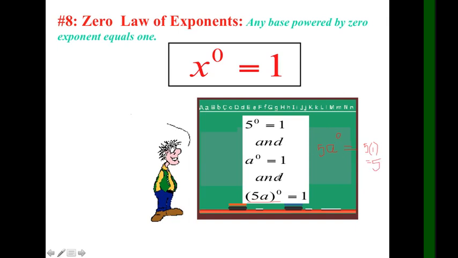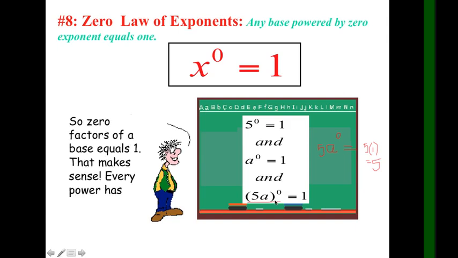So magkaiba ito dito. Ito kasi naka-open and close. So ibig sabihin, sakop ni 0 si 5a. So 0 factors of a base equals 1. That makes sense. Every power has a coefficient of 1. So lahat ng naka-raise to 0 is equal to 1.